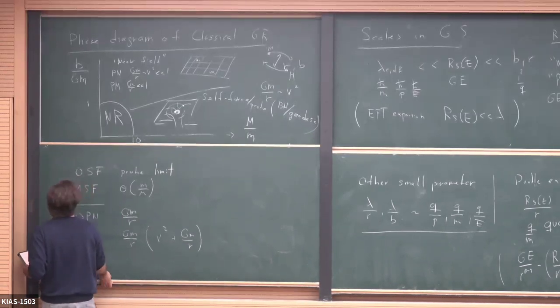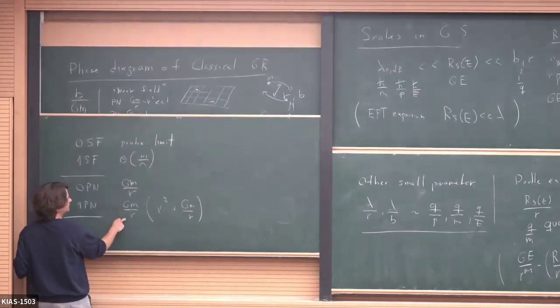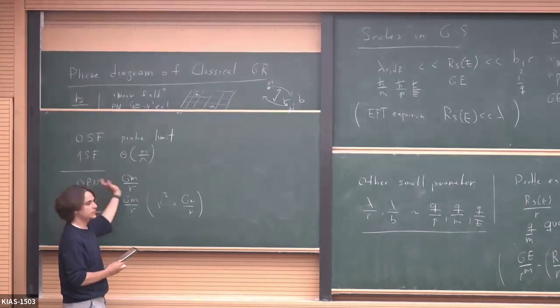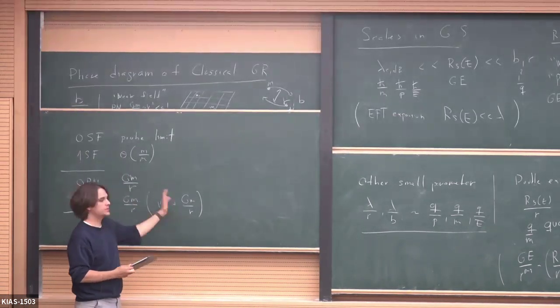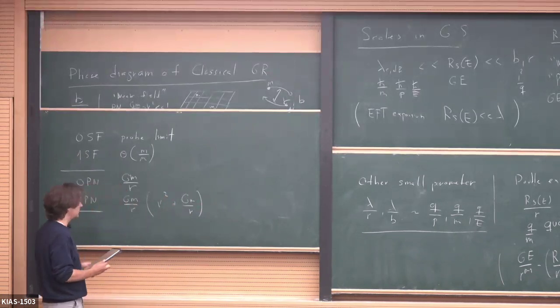And then if we do PM, then we're just going to count powers of Gm over r. So we'll have Gm over r with 2 orders of velocity, Gm over r squared with 2 orders of velocity. So let me not write that.